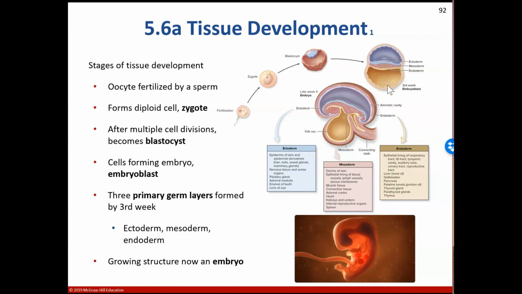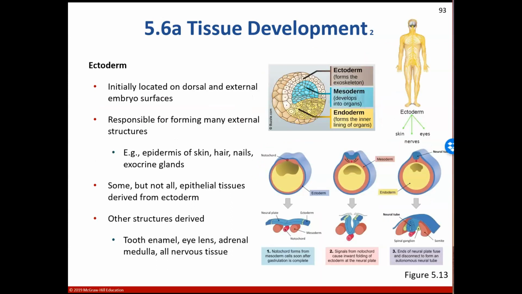Now let's go ahead and talk about each of these primary germ layers, but I also want to draw your attention to these little squares down here that give you an idea of what these primary germ layers are responsible for forming as the embryo grows. Now for our ectoderm. This is initially located on the dorsum and external embryo surfaces. So you can see over here as it's developing, that they're going to be responsible for forming a lot of external structures. You can think ecto is for external.